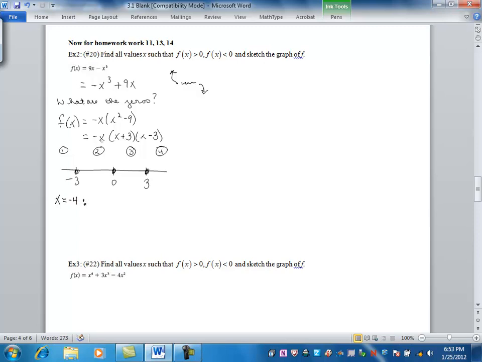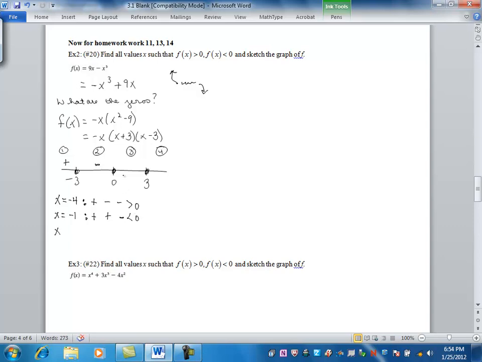What's this give me? Well, the opposite of negative 4 is positive, negative, and negative, which this is going to be greater than 0. And then let's pick, oh, I don't know, negative 1. And so we have a positive here, positive here, and negative here, so this is going to be negative.